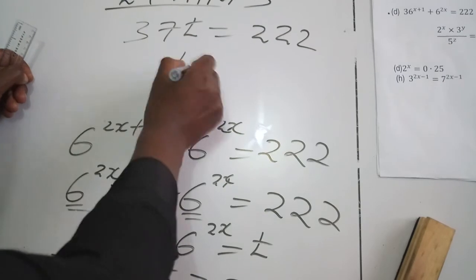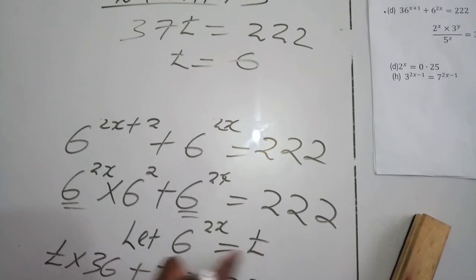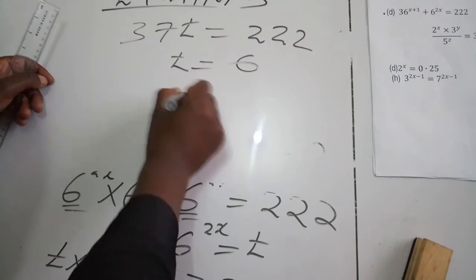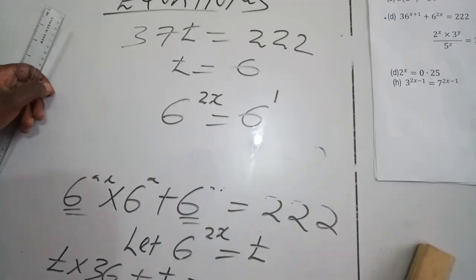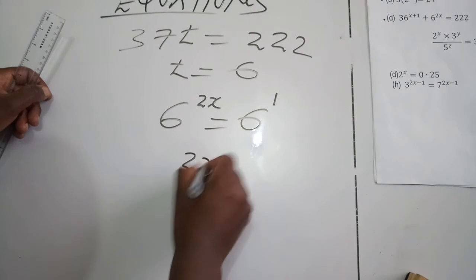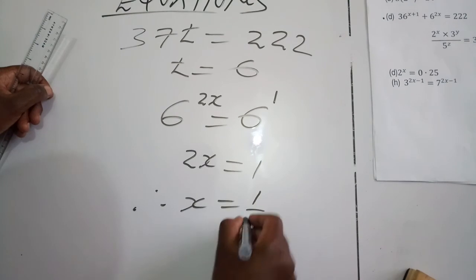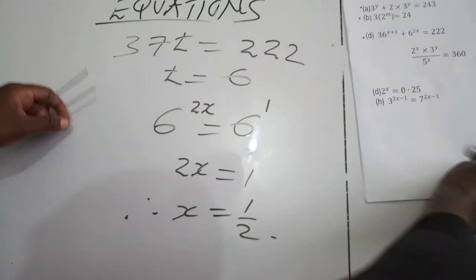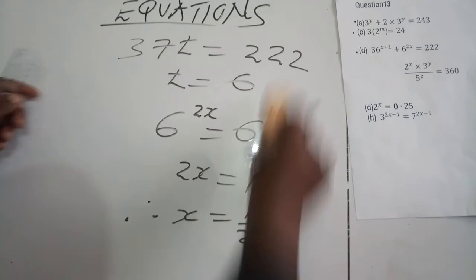If you solve for t, if you're very keen, what do you get? t as 6. But we said t is the same as 6 power 2x. So you come here and conclude 6 power 2x is 6, which is the same as 6 power 1. Then it means 2x is equal to 1. Therefore x is equal to a half.